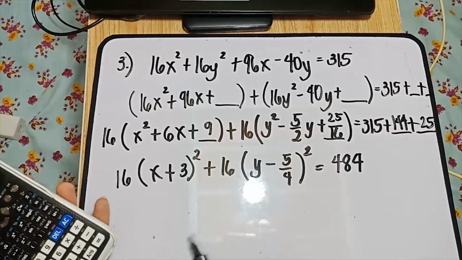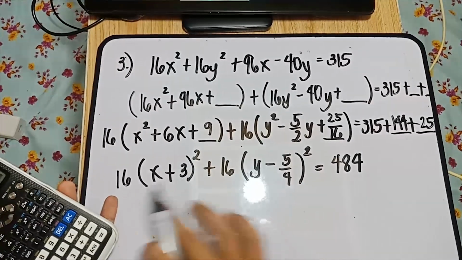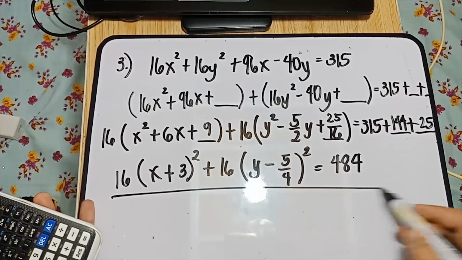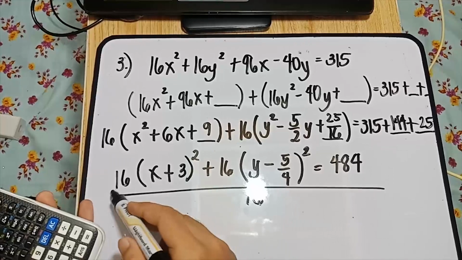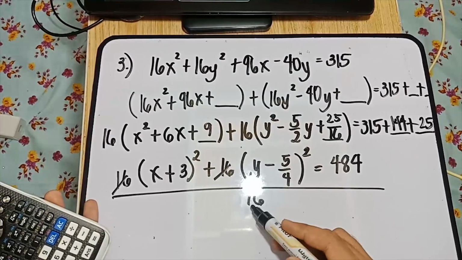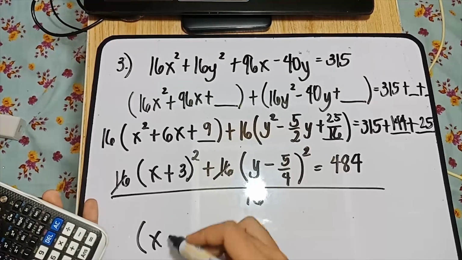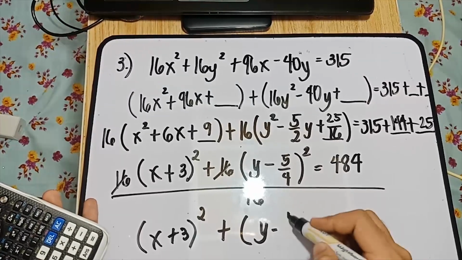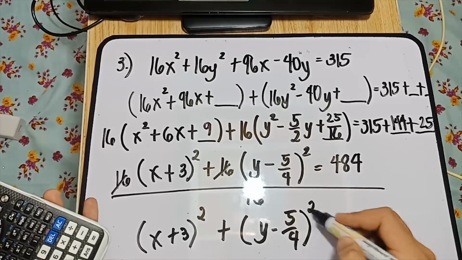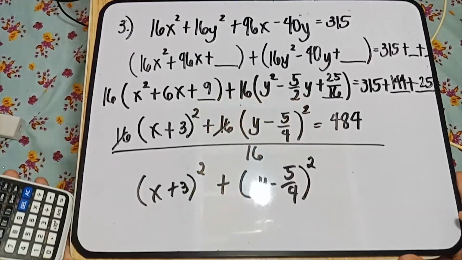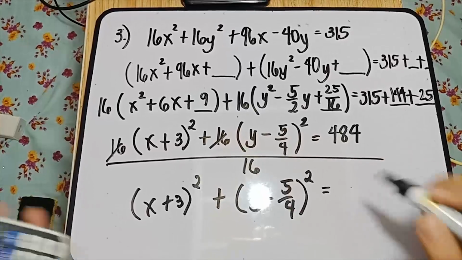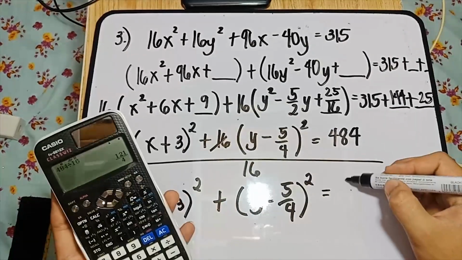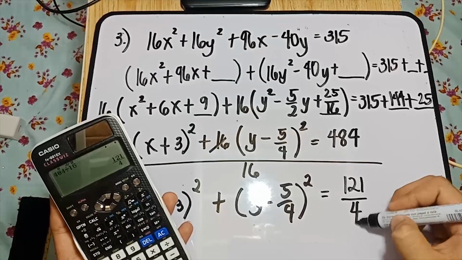Ngayon, kung mapapansin nyo, meron pa tayong coefficients dito, 16, 16. Kailangan nating tanggalin yan. So, divide both sides by 16. So, mawawala na to, mawawala na to. So, mangyayari, x plus 3 squared plus y minus 5 over 4 squared equals 484 divided by 16. That is 121 over 4.